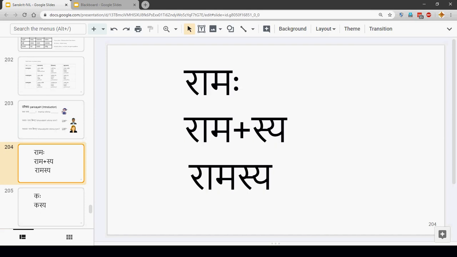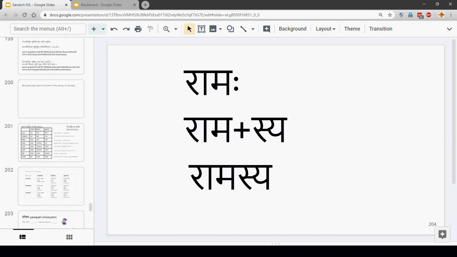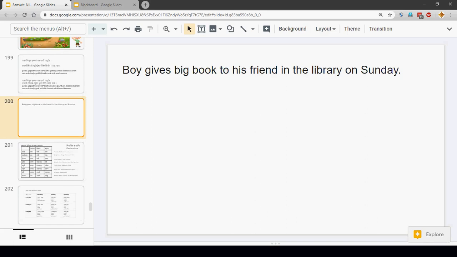Okay, I think we're up with the time. Any questions so far? Sanjeevji, that sentence we were doing before, the Balaka Pustakalaya Pustakam Dadati, can you just complete that whole sentence with the Mitra and the Sunday? Sunday, yeah.